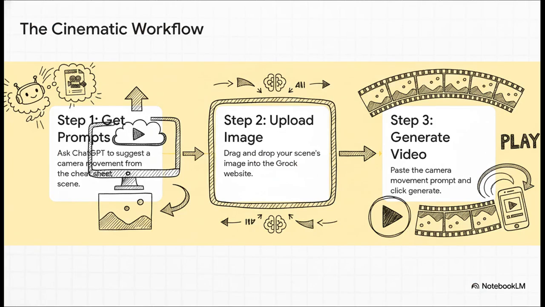And the workflow for this? Super simple. First, you just ask ChatGPT to look at your script and suggest the best camera movement from that cheat sheet for each specific scene. Then you pop over to an AI video generator like Grok, you drag and drop your image, you paste in the camera prompt, like slow zoom in, and you hit generate. You just do that for every scene.